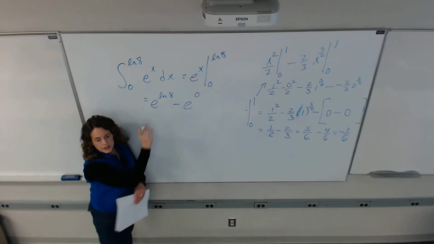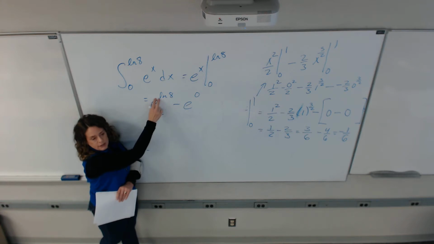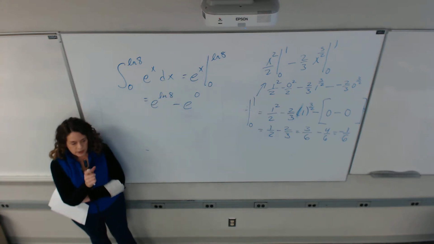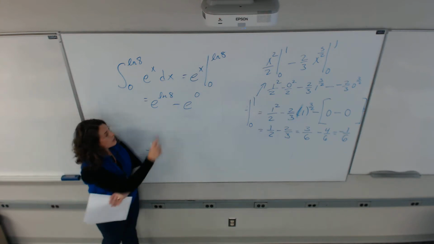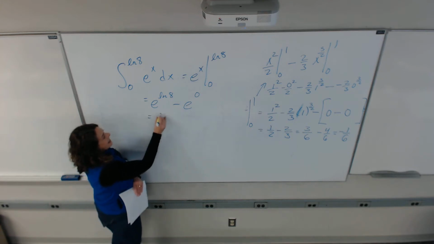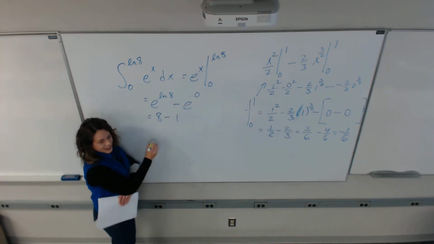Remember that the e and the natural log have to touch. There can't be anything in front of the natural log. If there is, you've got to push it back inside before they can undo each other. But they are one-to-one inverse functions, so what does that give you? 8. What's e to the 0? 1. What do you get?